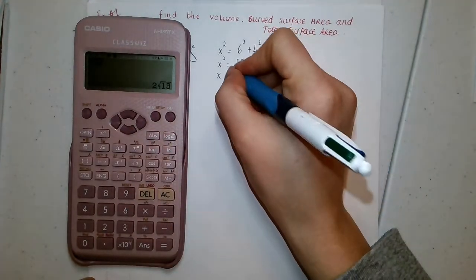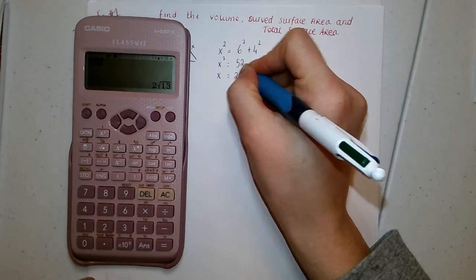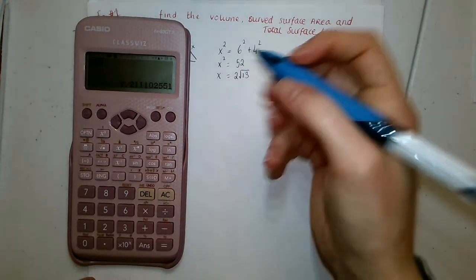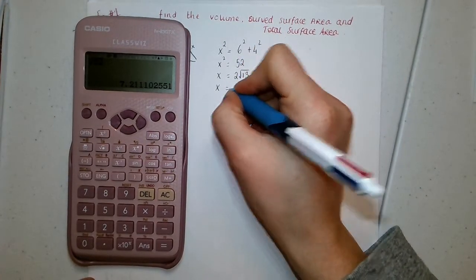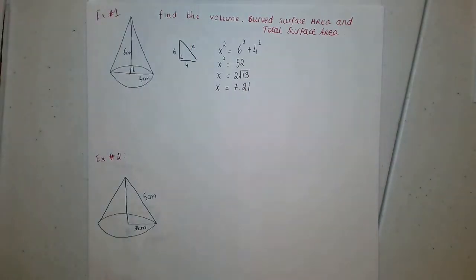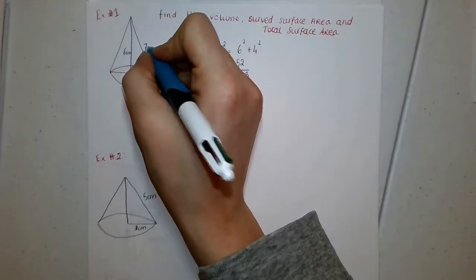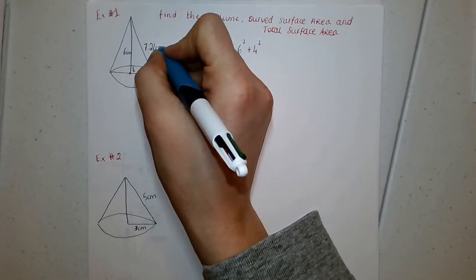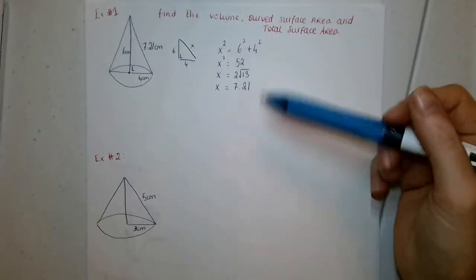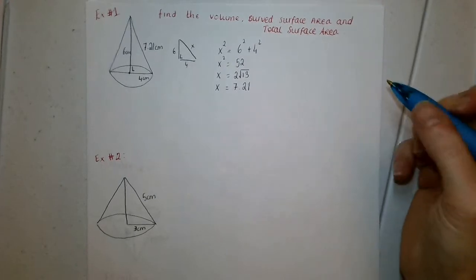which is 2 root 13, or if you want to give your answer to 2 decimal places or 1 decimal place, I will give it to 2 decimal places. It's 7.21. So the slant height here, the L, is 7.21 centimetres. So that's our first step, and it's important that we have all of the information before we go about using all of the formulas.